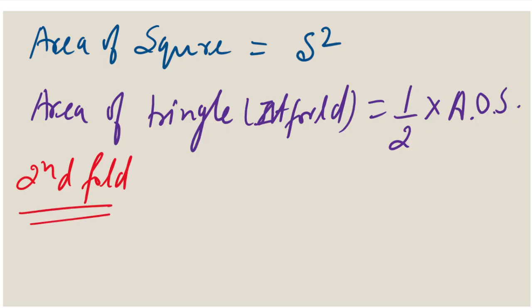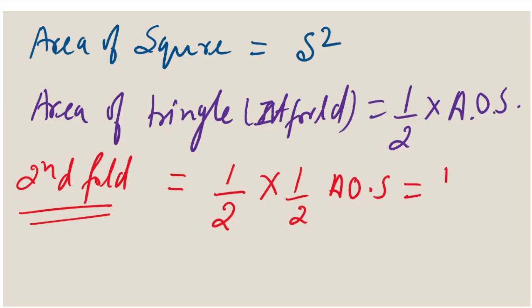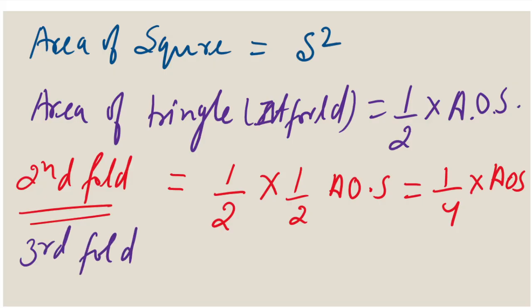So after the second fold, again the area will reduce by half, correct? So it will be 1 by 2 of the area of the triangle we get after the first fold, so it will be 1 by 2 into 1 by 2 of the area of the square, or we can say directly 1 by 4 into the area of the square. After the third fold, again reduce by 1 by 2, so we can say 1 by 8 of the area of the square, correct?